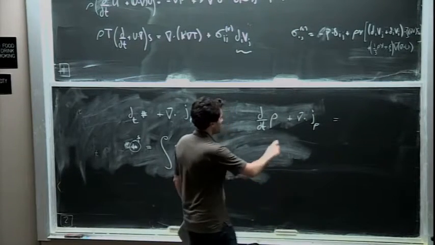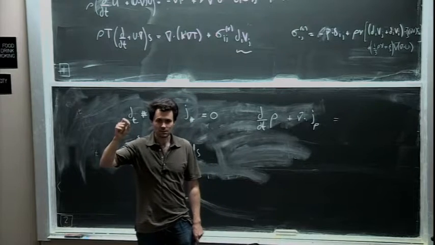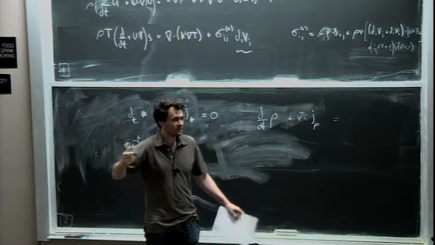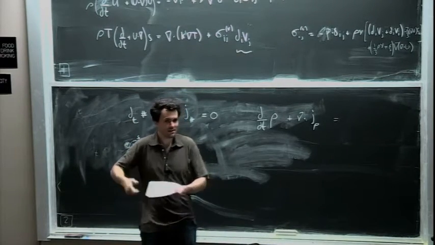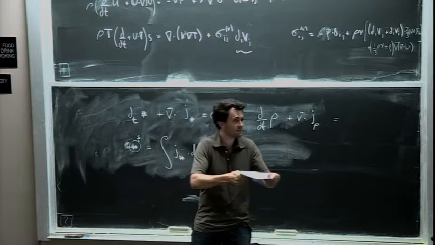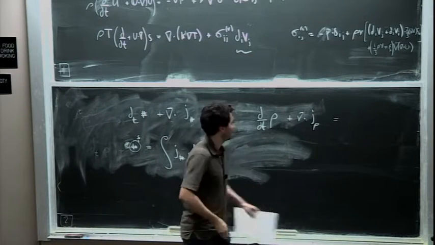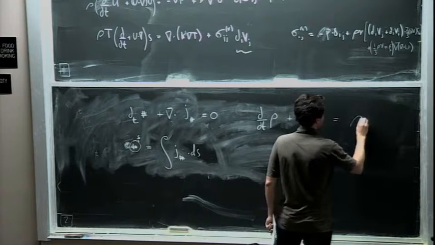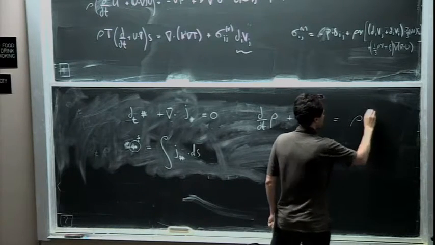Okay. So if I'm thinking about mass, which is a conserved quantity, and I want to know what the current associated with mass is, well, mass moves from one place to another, right? And so the natural current for mass is to have the mass density times the velocity.